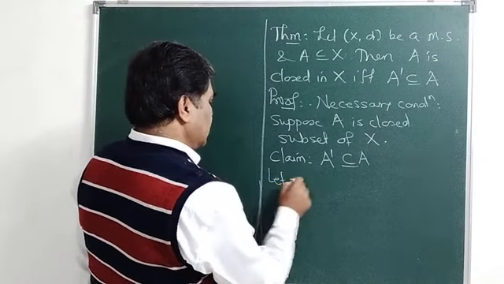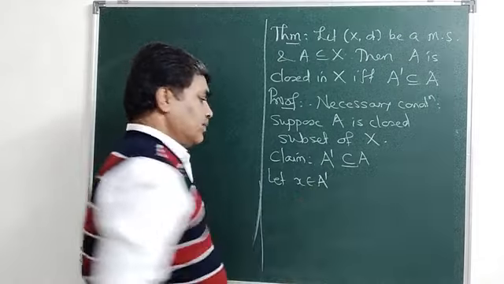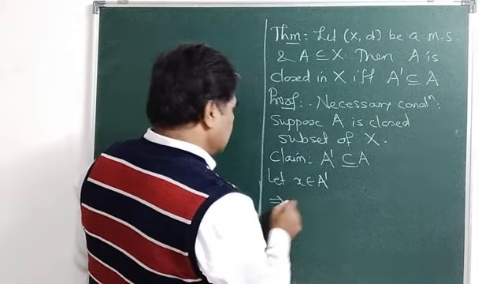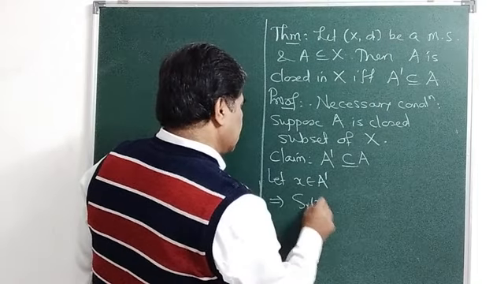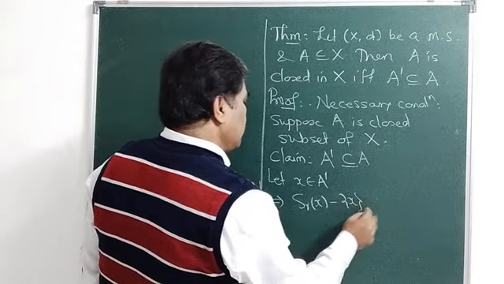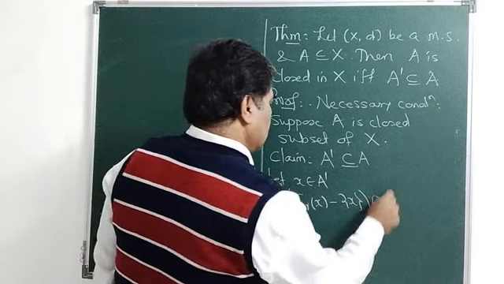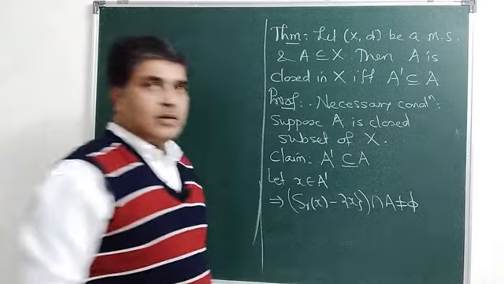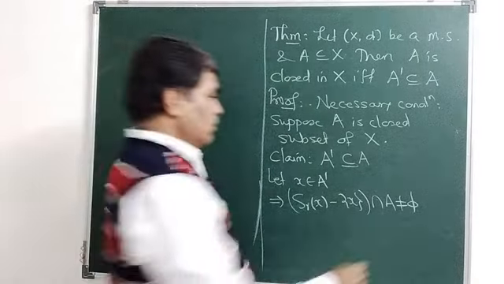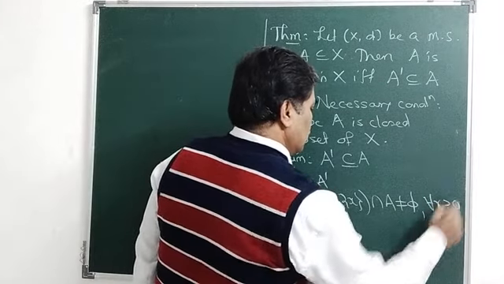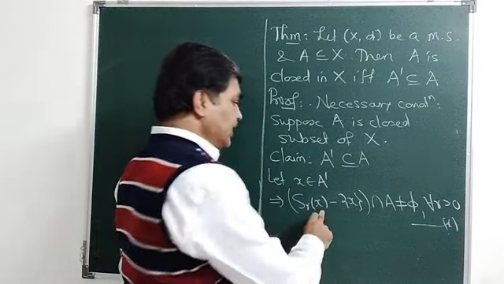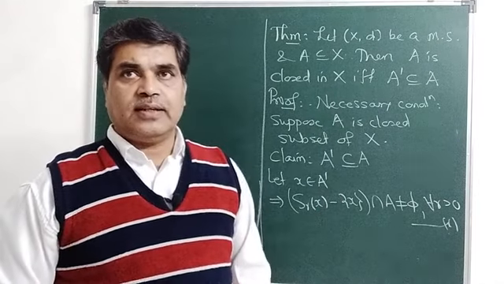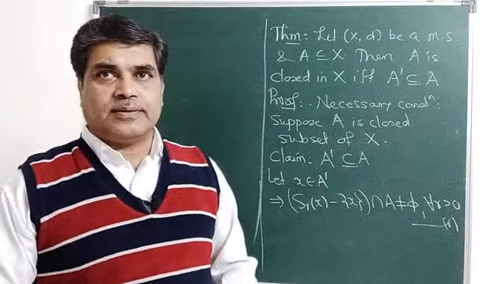Let x belong to A dash. This implies every open sphere about x contains at least one point of A other than x, for every r greater than 0. Every open sphere about x contains at least one point of A other than x. Give this one a number. Okay.